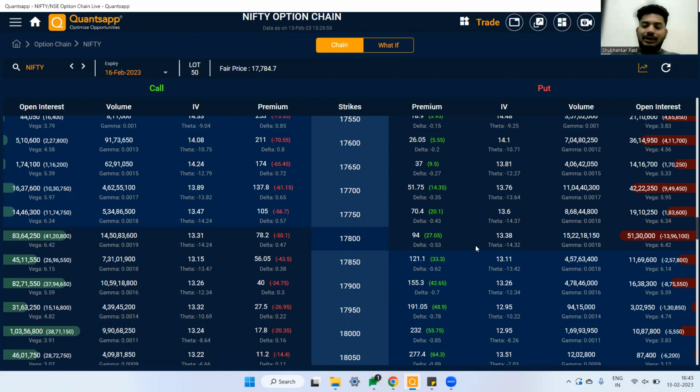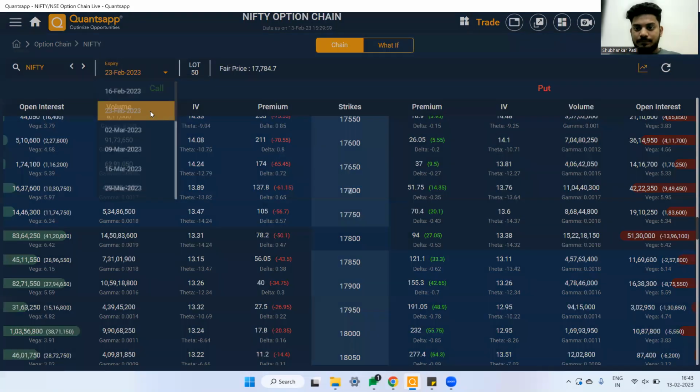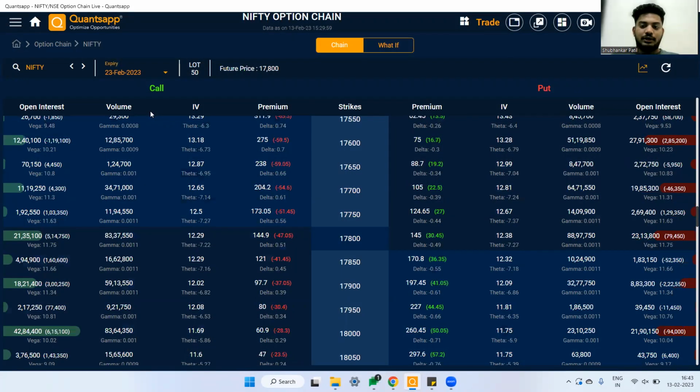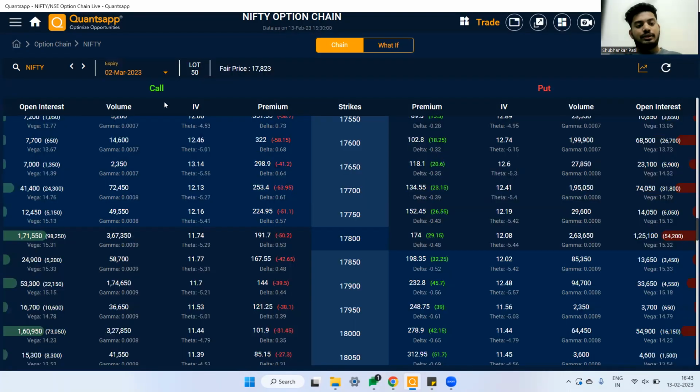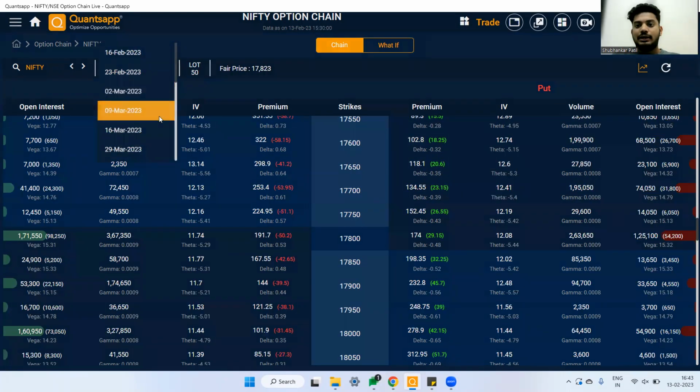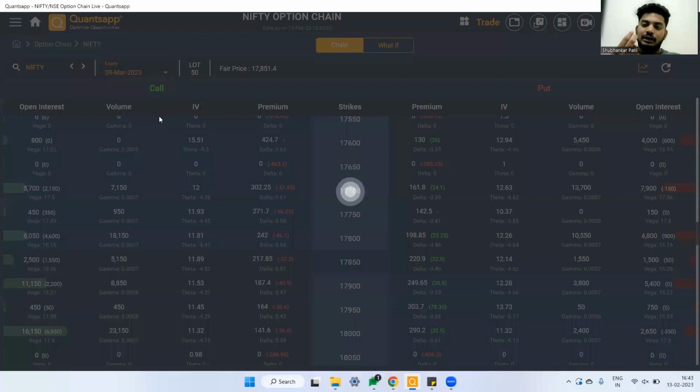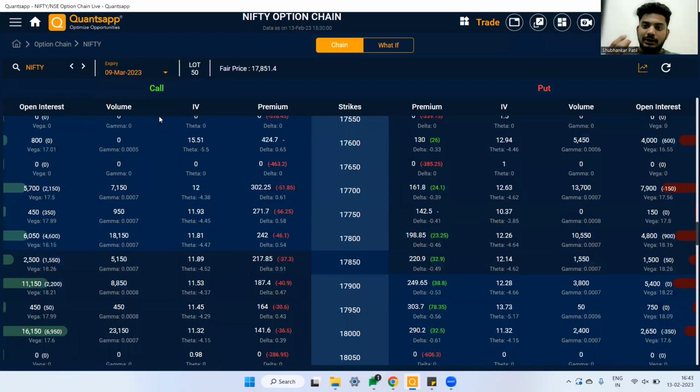Now what does it tell? It tells you that if you hold this option for tomorrow, this is the quantum of premium that is going to decay. Now if I look at the 23rd February expiry, which is far away, it has a theta decay of 7.2. If I move a bit further, to the 2nd of March, you see the theta decay keeps on decreasing, right?